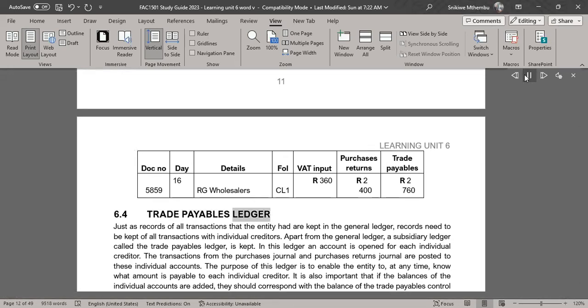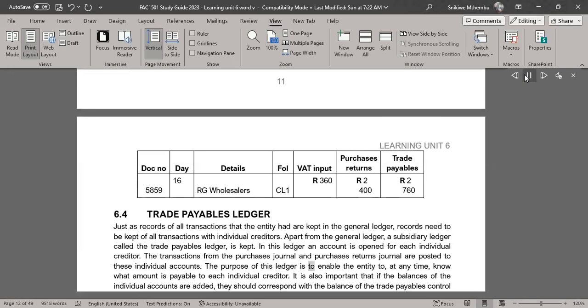Trade Payables Ledger. Just as records of all transactions that the entity had are kept in the general ledger, records need to be kept of all transactions with individual creditors. Apart from the general ledger, a subsidiary ledger, called the Trade Payables Ledger, is kept. In this ledger, an account is opened for each individual creditor. The transactions from the Purchases Journal and Purchases Returns Journal are posted to these individual accounts.